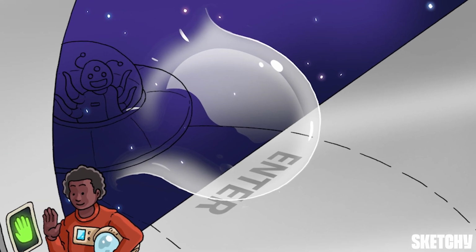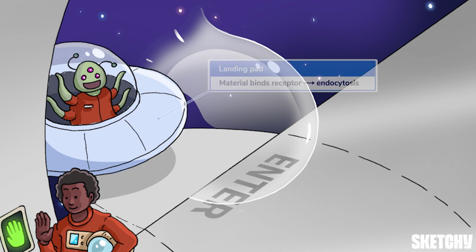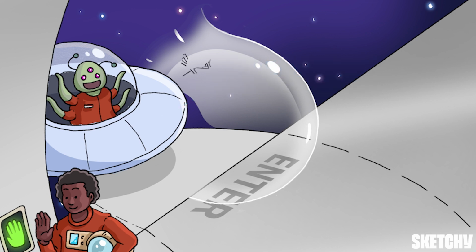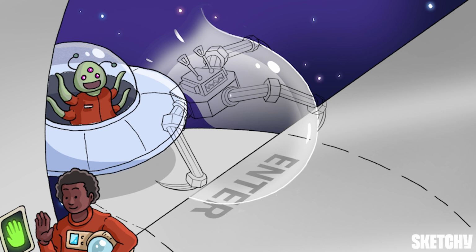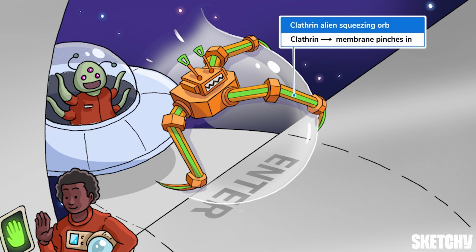Endocytosis is initiated when the material for transport binds to receptors in the plasma membrane, just like this alien craft is binding to a receptor pad on the outside of the spaceship right next to the enter sign. The pinching in of the membrane is initiated and completed by vesicle-coating proteins inside the cell. The most notable of these is clathrin, so we've represented this process with a clathrin-shaped alien squeezing the space wall in.